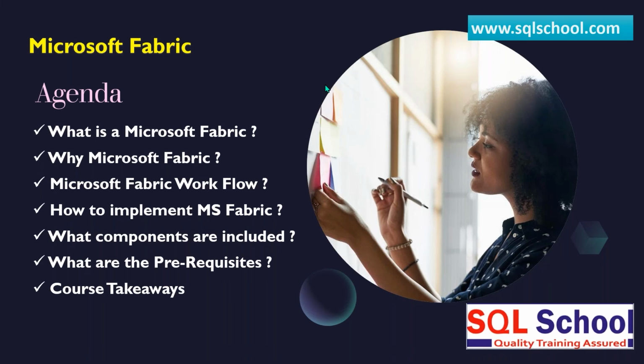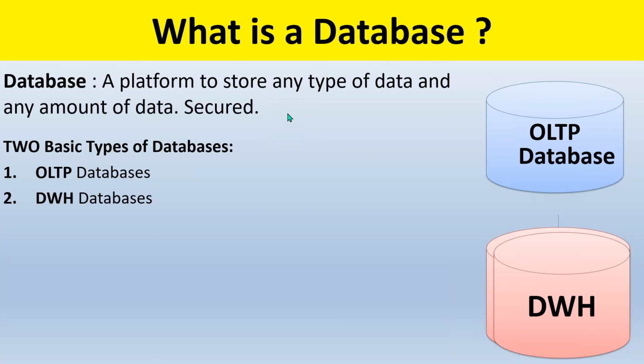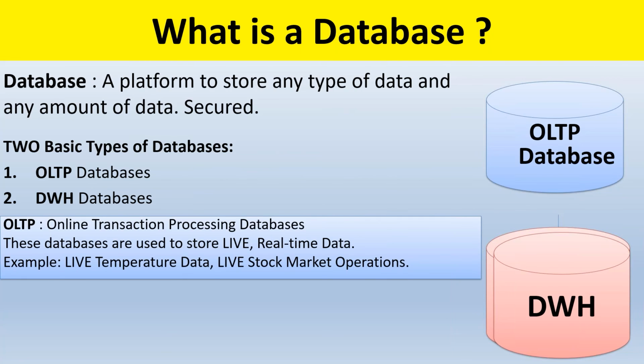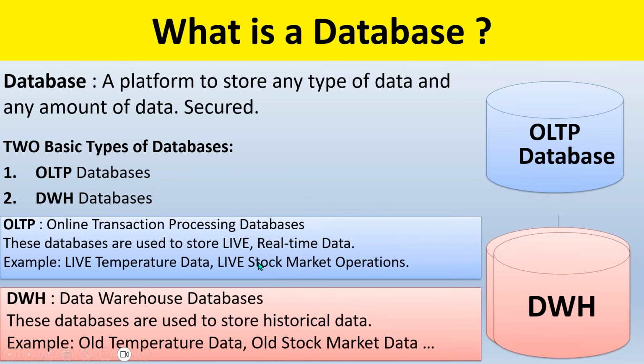the fundamental definition. What is a database? A database is a platform to store any type of data, any amount of data. There are two types of databases: OLTP, online transaction processing databases, to store live real-time data like live temperature, live stock market operations. The other one, data warehouse, to store historical data, old inactive data.